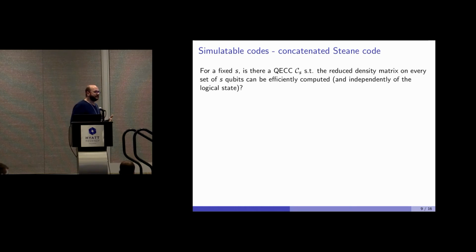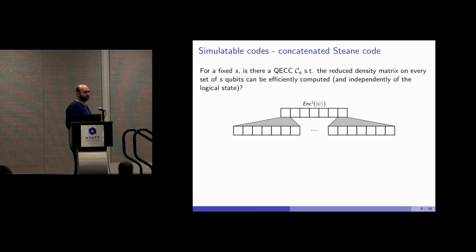And the answer is yes, and the idea is just to repeat the encoding again. Before, we had this encoding of some state psi, but we can go to a second level where every physical qubit of your encoding is encoded again with the Steane code. So now you have 49 physical qubits that are the encoding of your state psi. If you look at these 3 qubits here, they're not totally mixed, as we saw before, but they are an encoding of the totally mixed state of a qubit. Because of that, no matter what psi is, the reduced density matrix on these 3 qubits is fixed. And in particular, you can efficiently find its value and output what it is.